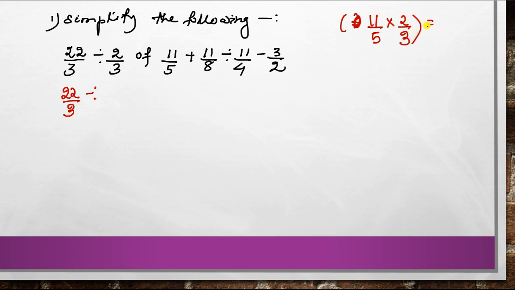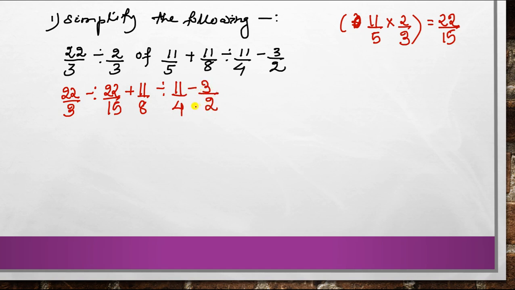Here we will just multiply as nothing is cut. Then 11 into 2 gives us 22. 5 into 3 gives us 15. So this one first we have done. Now 22 by 15 we get as the answer. We will write it over here. 22 by 3, the division sign, then we will write here 22 by 15. Now let us again write all these fractions in the order as they were: 11 by 8 divided by 11 by 4 minus 3 by 2, as it was in the order.